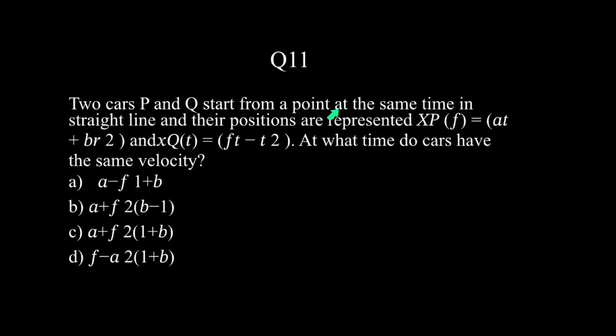Two cars P and Q start from a point at the same time in a straight line, and the positions are represented by XP is equal to AT plus BT square, and XQ is FT minus T square. At what time do these cars have the same velocity? Okay, I'll write down the correct question.